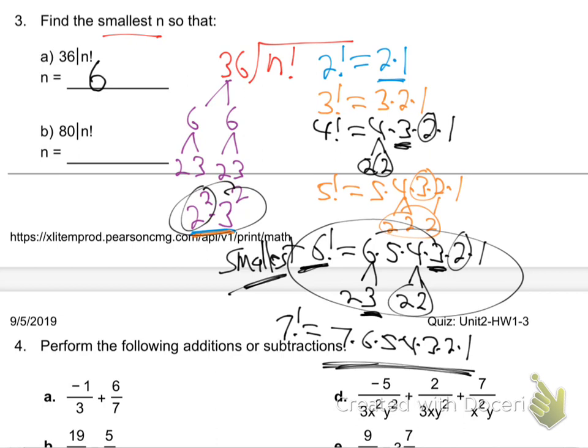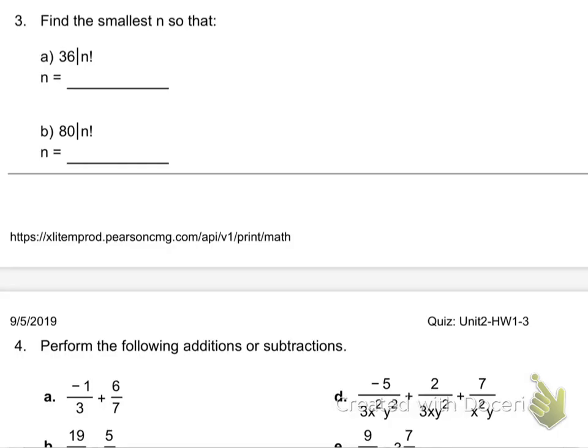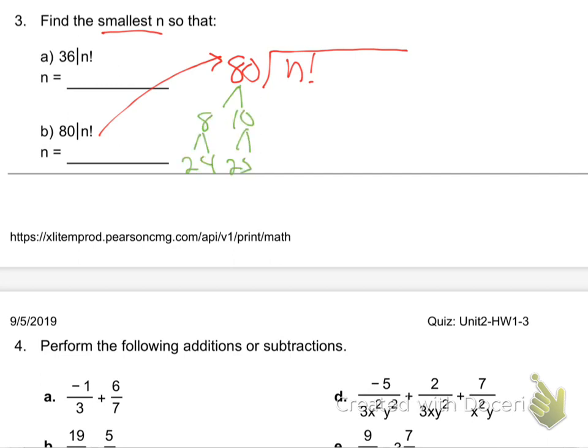Let's try part B. Okay, so part B, find the smallest n so 80 goes into n factorial. Same ball game here. Let's break down the 80. 8 times 10, 2 times 4, 2 times 5, 2 times 2. So 1, 2, 3, 4 2's and a 5. 4 2's and a 5. That's what we're looking at.